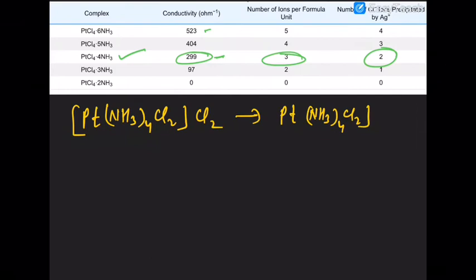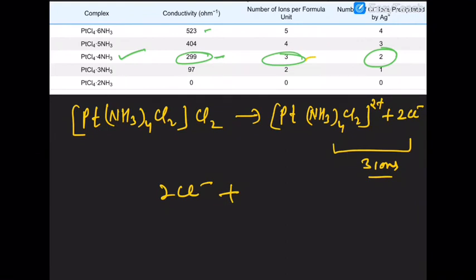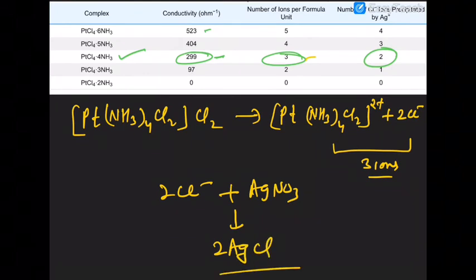So what are you able to get? You will get a cation and two anions, so a total of 3 ions are there. Look at that, only 3 ions. Only 2 chloride ions are present, so if you add silver nitrate to that, you will get 2 moles of AgCl as precipitate.